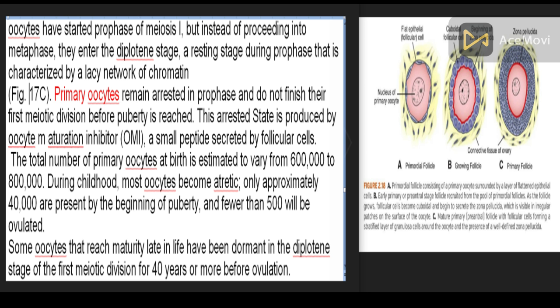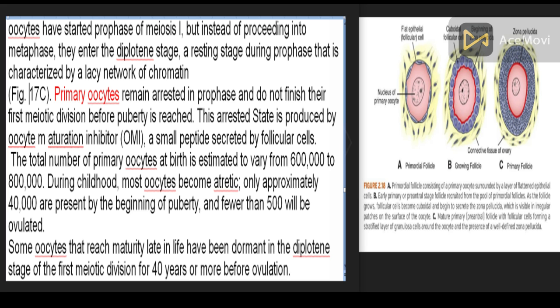All primary oocytes have started prophase of meiosis I, but instead of proceeding into metaphase, they enter the diplotene stage, a resting stage during prophase that is characterized by a lacy network of chromatin, Fig 17c. Primary oocytes remain arrested in prophase and do not finish their first meiotic division before puberty is reached. This arrested state is produced by oocyte maturation inhibitor, OMI, a small peptide secreted by follicular cells. The total number of primary oocytes at birth is estimated to vary from 600,000 to 800,000.